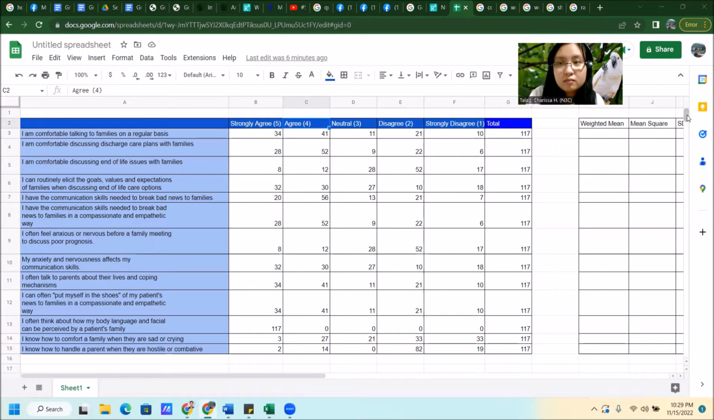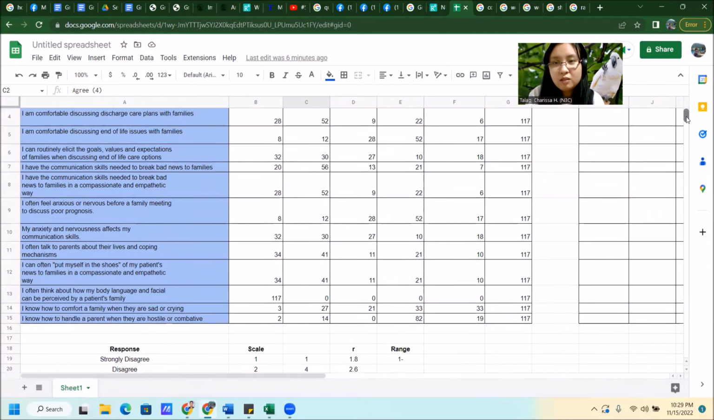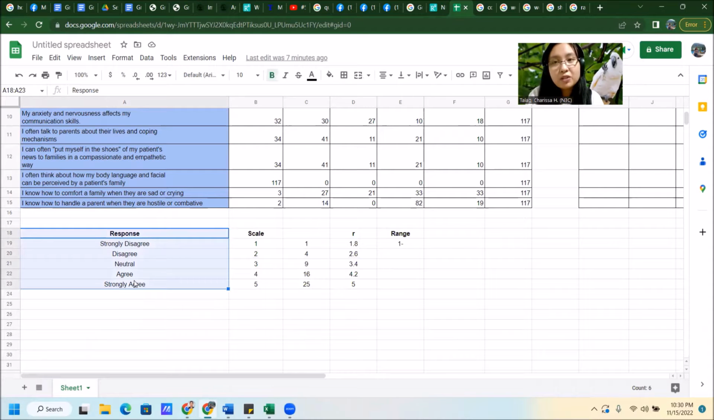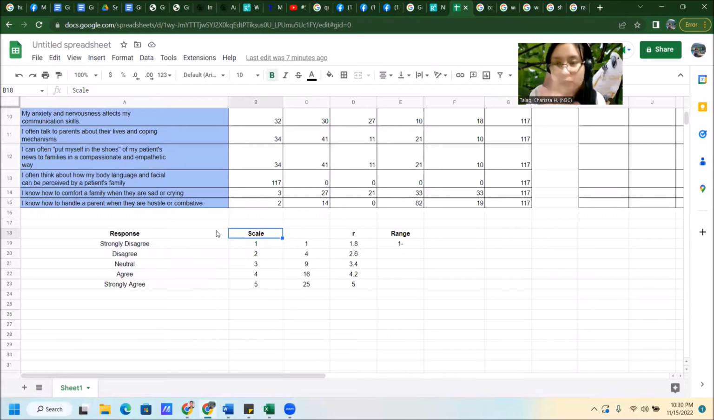And then, after we tally the answers in the questionnaire and input how many respondents answered, we will list down here the responses. So we have 5 responses or 5 opinions: strongly disagree, disagree, neutral, agree, strongly agree. And then, beside the responses, we will list down the scale, the Likert point. So strongly disagree has an equivalent of 1, and strongly agree has an equivalent of 5.